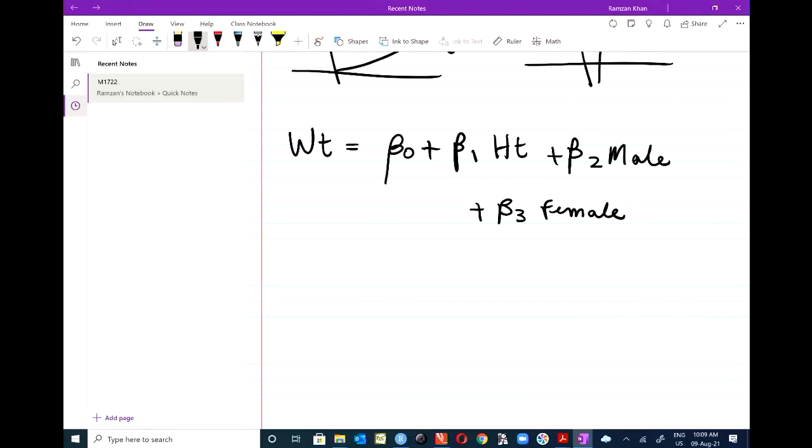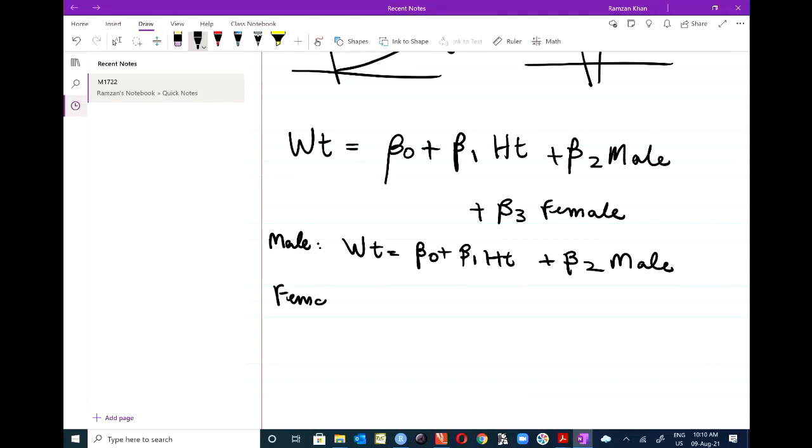If I'm looking at the weight of a male person, then my equation is weight equals beta naught plus beta 1 times height plus beta 2 times male. And if I'm looking at a female person, then my equation for weight for that person is beta naught plus beta 1 height plus beta 3 female.